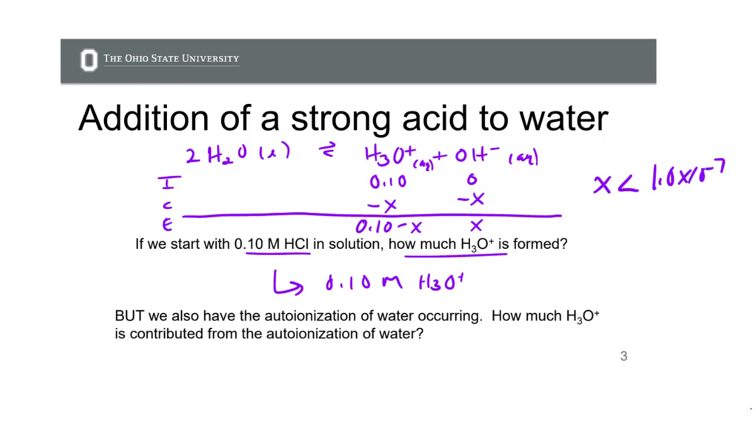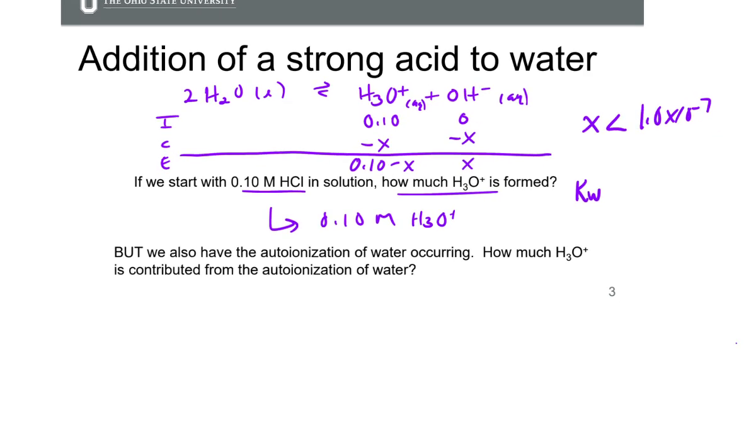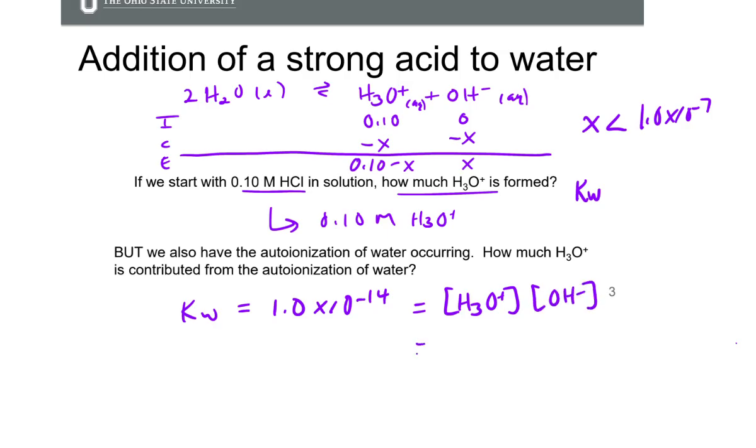Now we could actually solve this. You can use our Kw, our equilibrium constant. Kw is 1 times 10 to the minus 14, and that's equal to the concentration of H3O plus times the concentration of OH minus. We know at equilibrium for this reaction, H3O plus is going to be 0.1 minus X, and the equilibrium concentration of OH minus is going to be X.